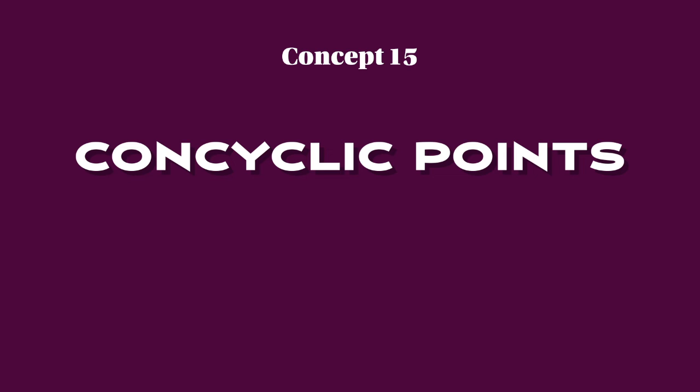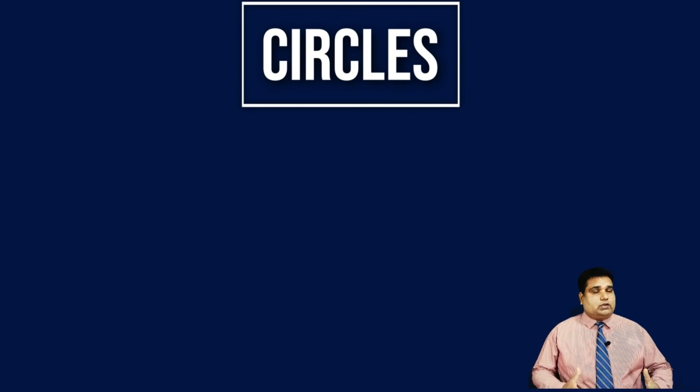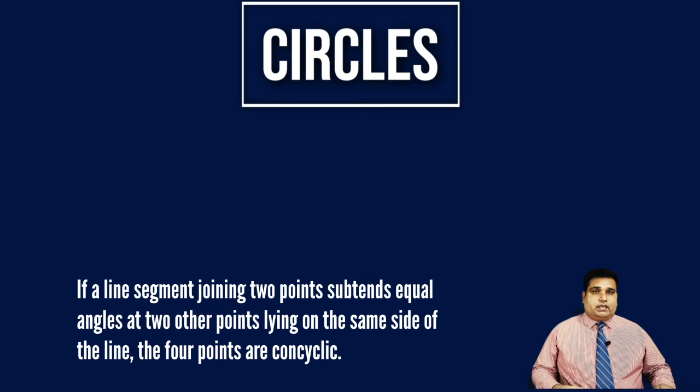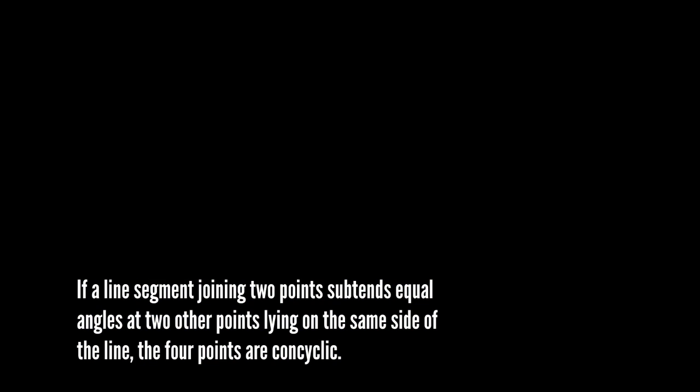Concept 15, concyclic points. We say that if a line segment joining two points subtends equal angles at the two other points lying on the same side of the line, then in that case we can say that the 4 points are concyclic points. So here you can see in the diagram, there are points A and D, and they form an angle, and also points B and C are there, they also form an angle. So if their angles are equal, then in that case all 4 points are known as concyclic points.